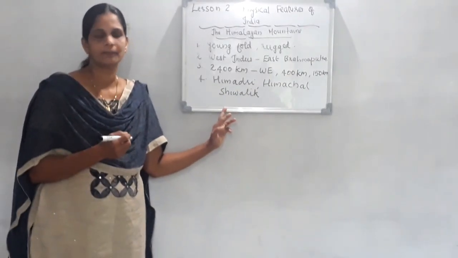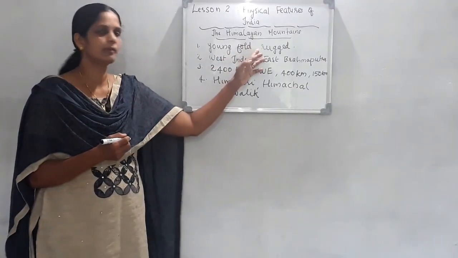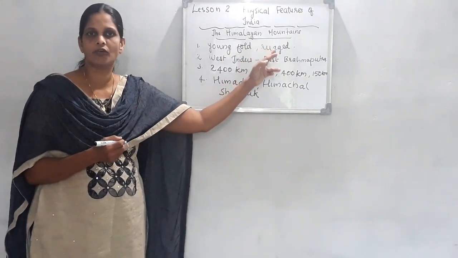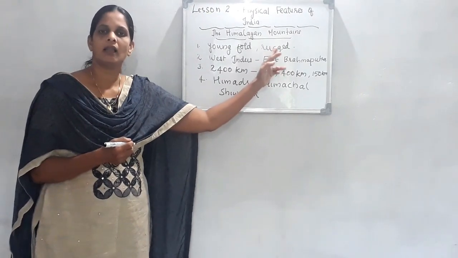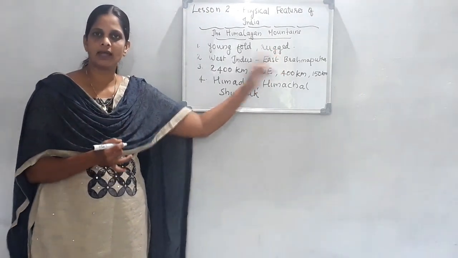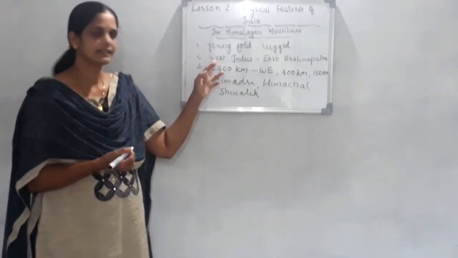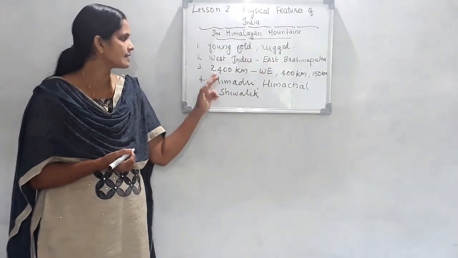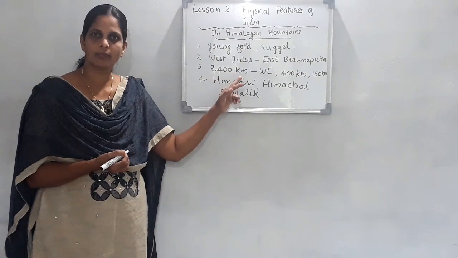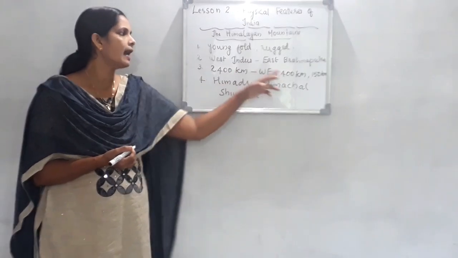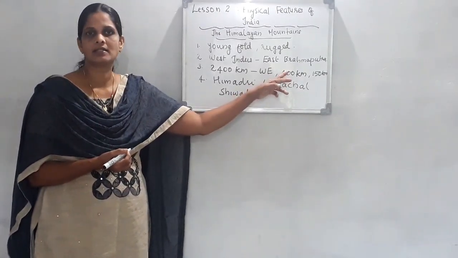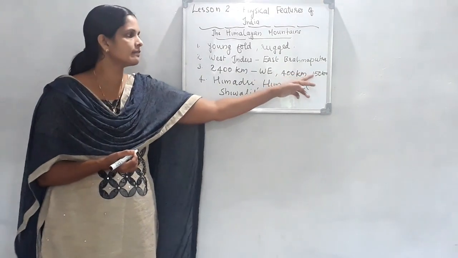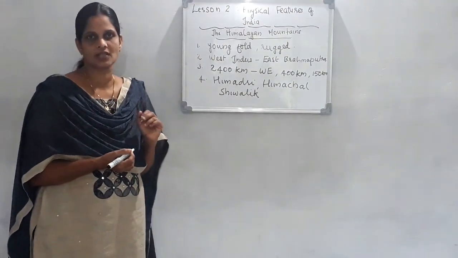Is it okay? Himalaya, a young fold mountain, is rugged and loftiest, and one of the largest or longest mountain barriers in the world. It extends from the West Indus to the East Brahmaputra. It is about 2400 km from west to east, and the width varies from 400 km in the western side to 150 km in the eastern side.